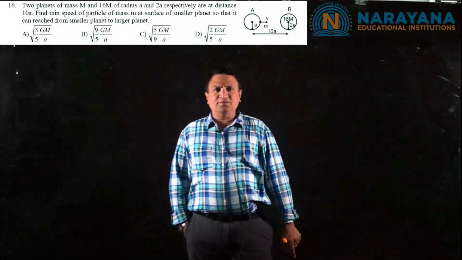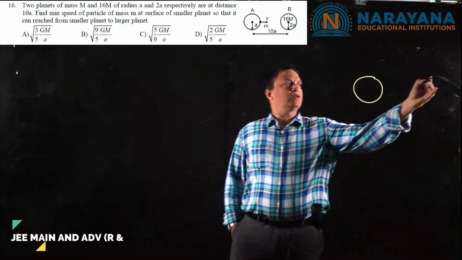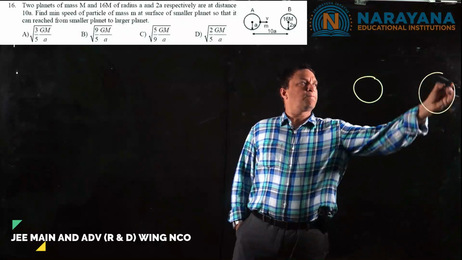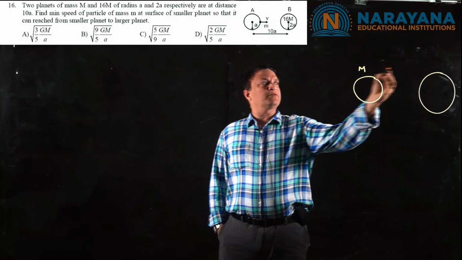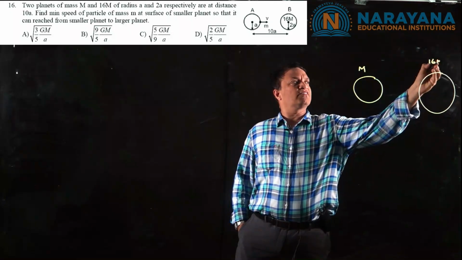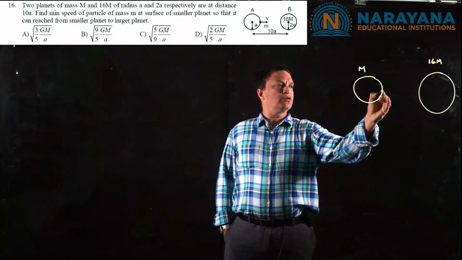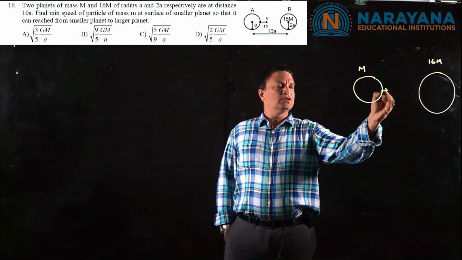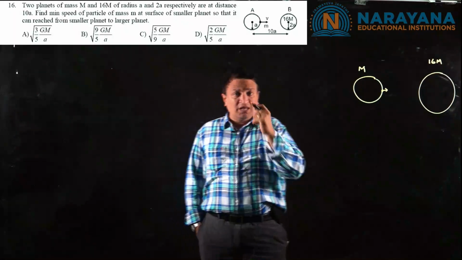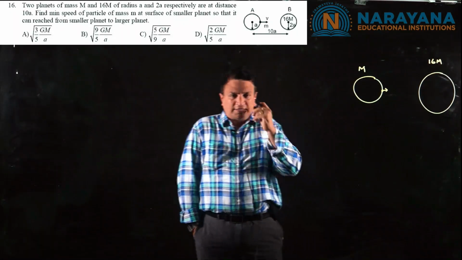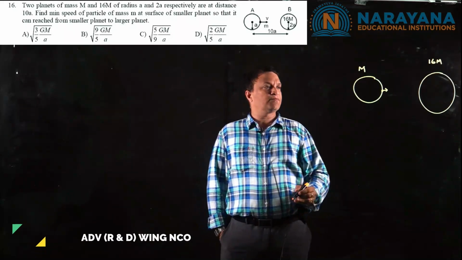In this question, you have two planets. Planet 1, planet 2. The first one is of mass capital M, the other one is of mass 16m. What I am telling you is that you need to project from here so that it reaches the other, and you require a minimum speed for projection. And what exactly is the condition involved in this?